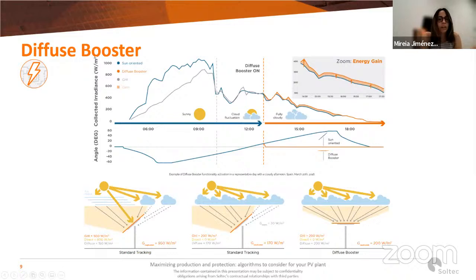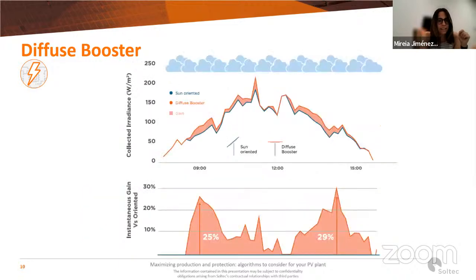As you can see in the last one here, the energy collected by the tracker in optimization mode exceeds by 94 watt-hours per square meter, achieving a daily generation improvement of 1.4%. Here we see a comparison for an example of a fully cloudy day.